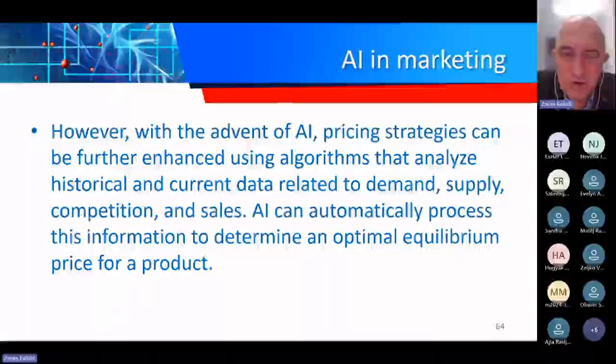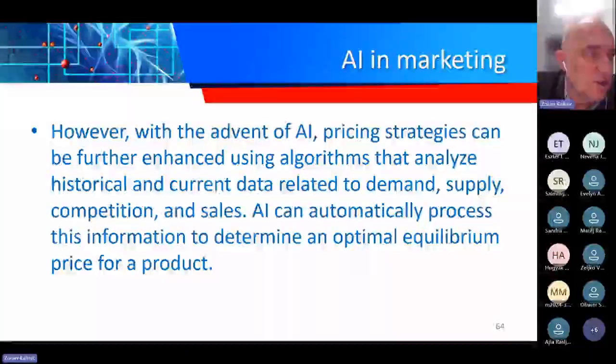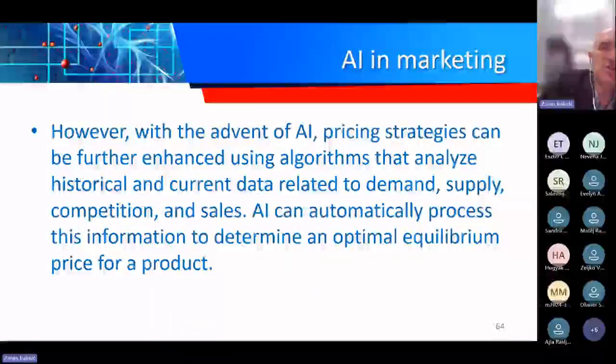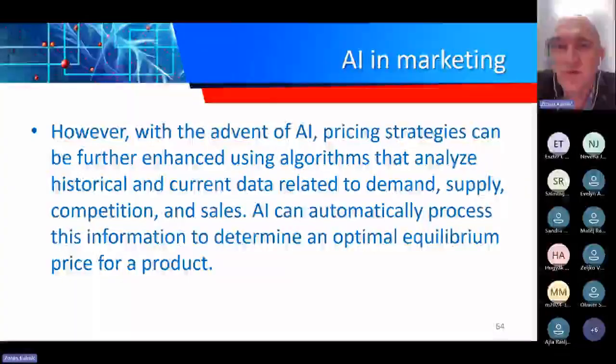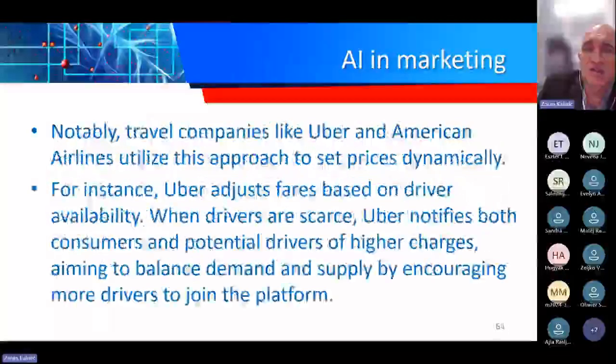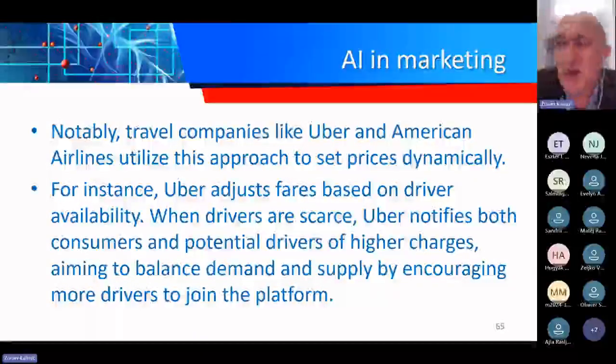which is the optimal equilibrium of the price. We don't want the price to be too low, because then the company will lose money or the profit will be very small. But we also don't want the price to be very high, because the consumers will probably go to our competitors. How to determine the price is usually based on historical and current data of demand and supply, but we should also analyze our competitors and our current sales.